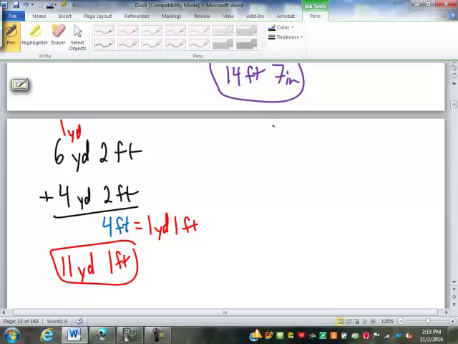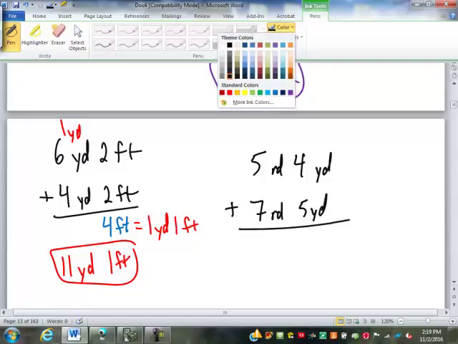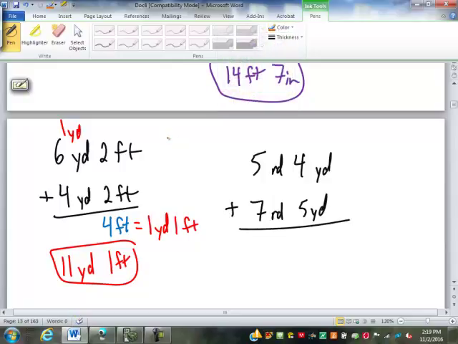Or we might see 5 rods, 4 yards, and 7 rods, 5 yards. How many yards are in a rod? 5.5. Remember, 5.5 times 3 is 16.5. There's 16.5 feet in a rod.